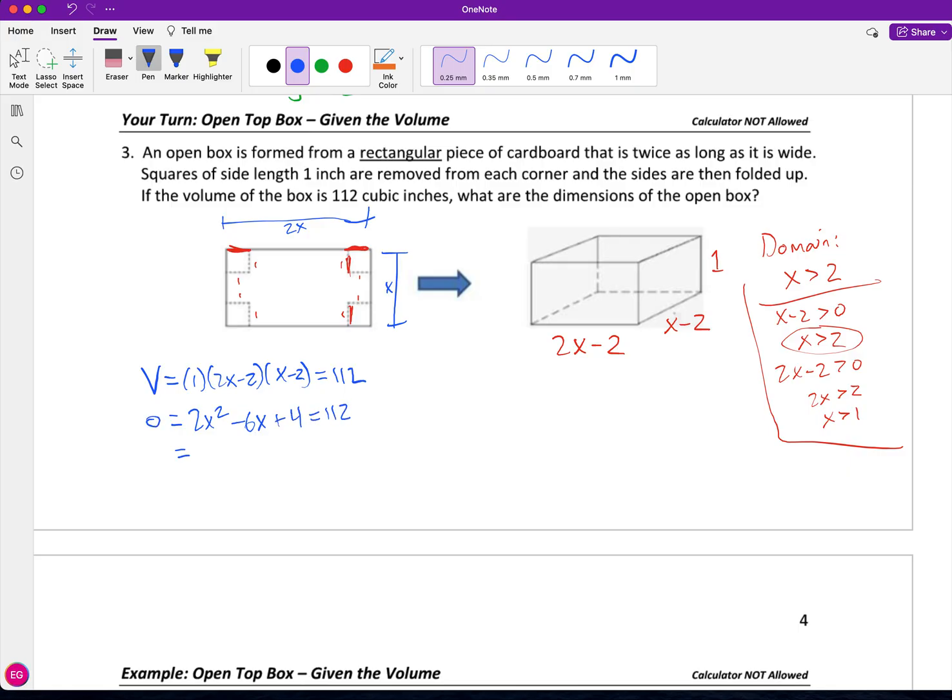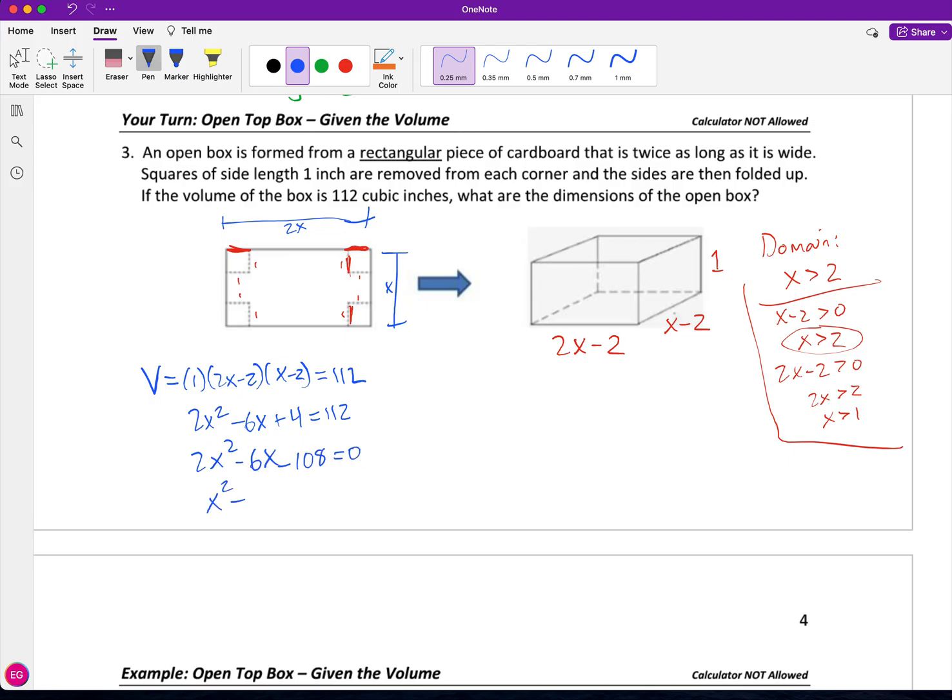And well, I don't know why I put it equals 0 over there. I'm going to just ignore that whole other side now, I think. Let's move the 112 to this side of the equation. Okay, so I'm going to get minus 108 equals 0.